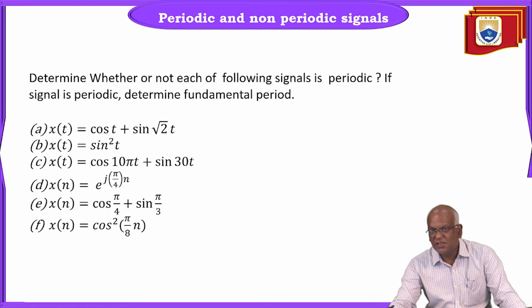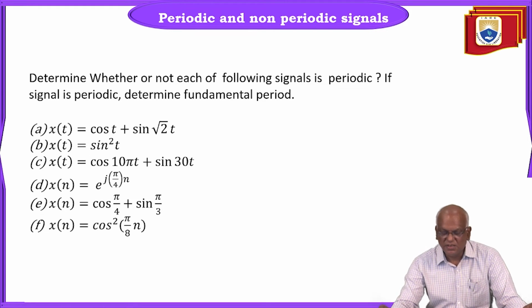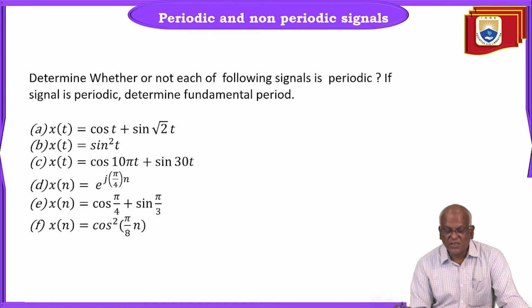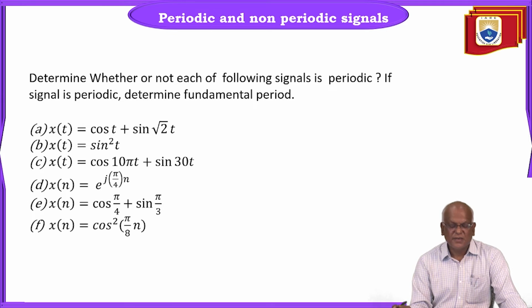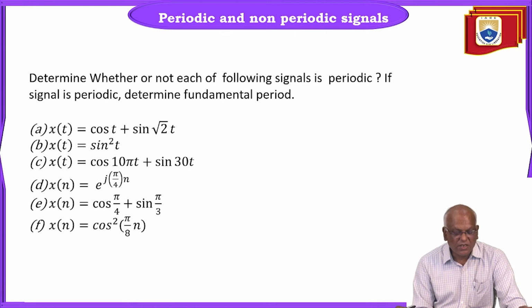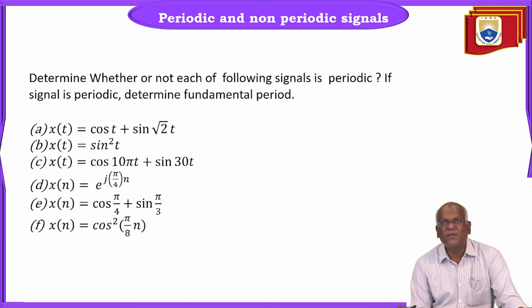Next, that was about energy and power signals. Next, you go for the periodic signals. See the problems. First of all, determine whether or not each of the following signals is periodic. If a signal is periodic, you determine the fundamental period. Let us go for the first problem: x of t equal to cos t plus sine root t.